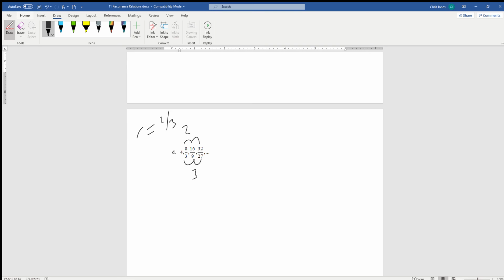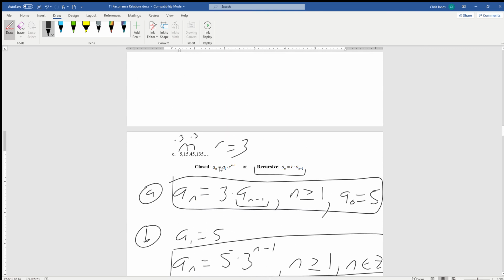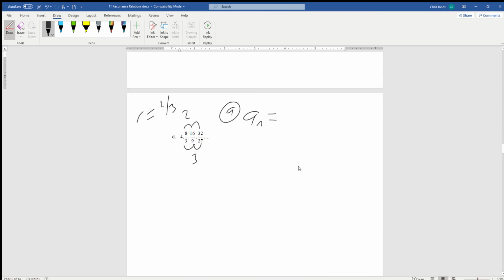And if we're doing the recursive method of this, we're going to say that a sub n is going to be equal to, going back up here, r times a sub n minus 1. So r is 2/3 times a sub n minus 1. We need an initial value, so we know that a naught is going to be equal to 4. And we should probably say that n is going to be greater than or equal to 1, so that we have a domain for this.